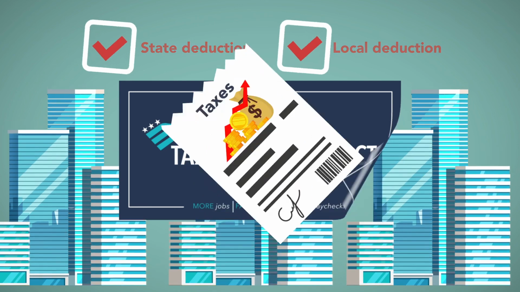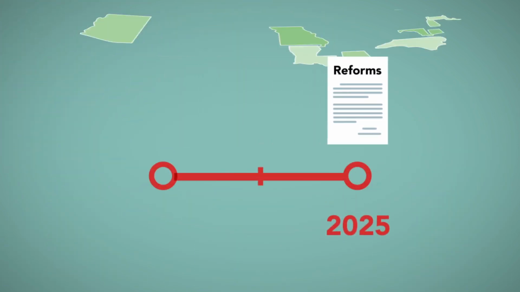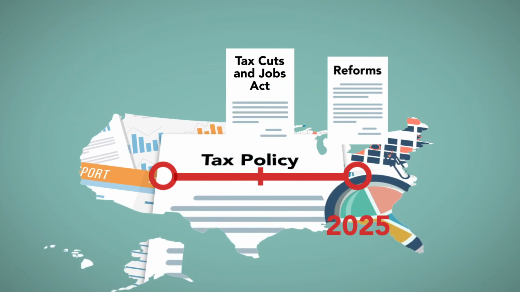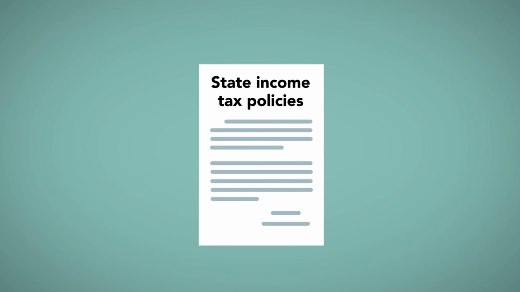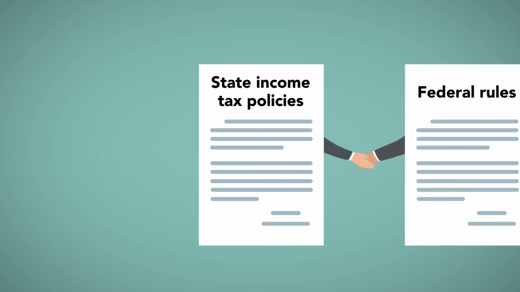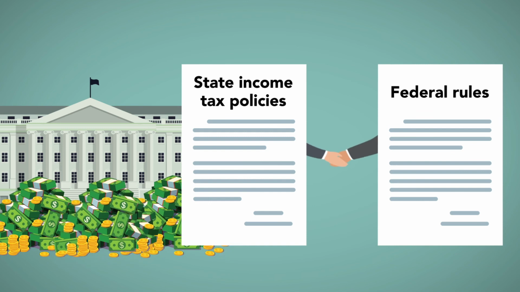While many of the reforms created by the Act are scheduled to expire in 2025, the law has a major impact on state tax policy. States commonly craft their state income tax policies to complement the federal rules, but whether a state's treasury can handle tax cuts as expansive as those included in the Tax Cuts and Jobs Act is a question that depends on local finances.